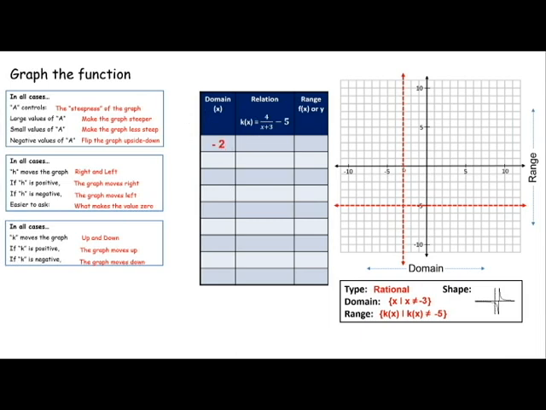Since my asymptote is at -3, I want to pick things that are close to -3, so I'm going to stick in a -2. -2 plus 3 is 1, 4 divided by 1 is 4, minus 5 is -1, and there's your dot. I'm going to do the same thing with -1 and get a -3. I'm going to do the same thing with a 0. That's going to give me 4/3 minus 5, which is -3 2/3. If I put in a 1, I get 4 divided by 4, which is 1, minus 5 is -4.